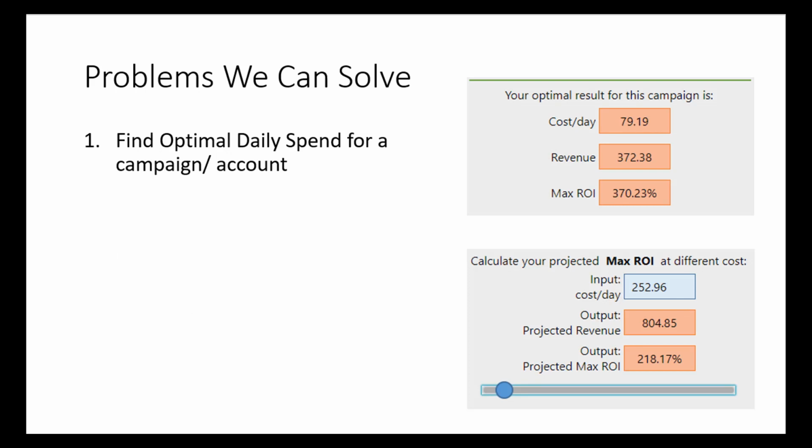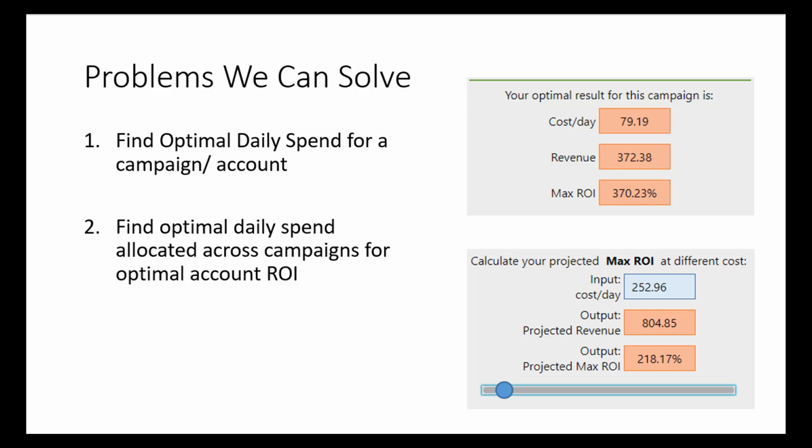What can we solve using this tool? Okay, so this is really important, and this is where you understand the power of the tool. So firstly, you can find your optimal daily spend for a campaign or an account. So the tool will straight away spit out a number where this is what you should be spending for this campaign or this account in order to achieve the maximum output, whether that's the maximum ROI or the minimum CPA that you can get. So that'll be actionable data straight away.